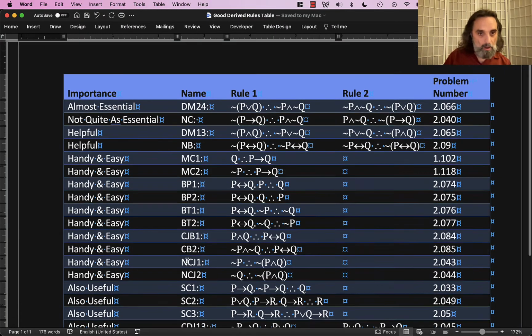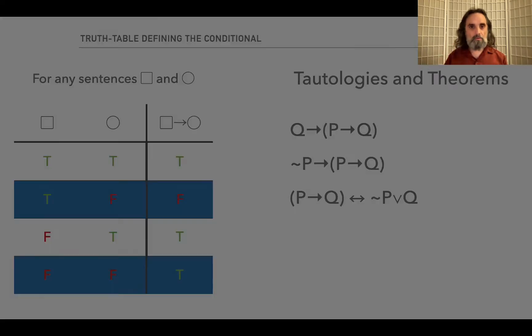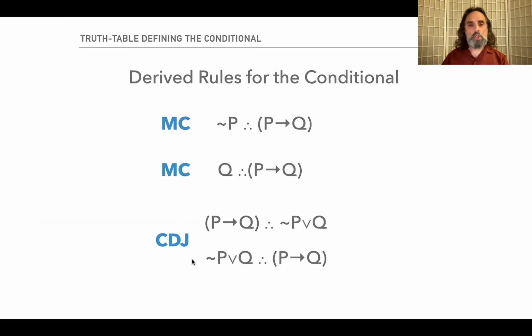And so we can derive the theorems for these, and again, these are listed in this table. Actually, let's look at the rules first. We have two rules that say if you have the negation of the antecedent, you can write down the whole conditional, and if you have the consequent, you can write down the whole conditional. These are both called MC for material conditional. And then these two rules say if you have a conditional, you can turn it into a disjunction, and if you have the right kind of disjunction, one where one of the disjuncts is a negation, then you can turn that into a conditional. And that's called CDJ for conditional disjunction.